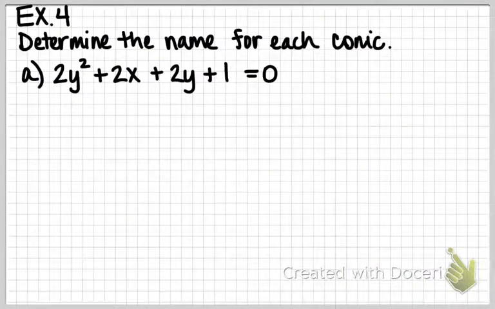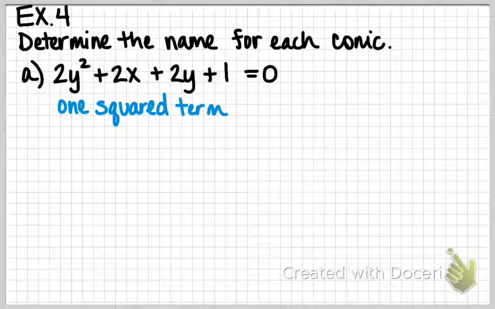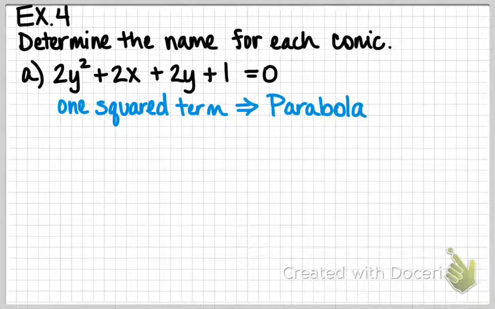Okay, the last example, we're going to determine the name for each conic given the general equation. So on part A here, I have this equation that has 2y squared plus 2x plus 2y plus 1 equals 0. I notice that there's only one squared term in this equation. When there's only one squared term, then it has to be a parabola. If you think about the equation of a parabola, there's either a y squared or an x squared, but there's never both.